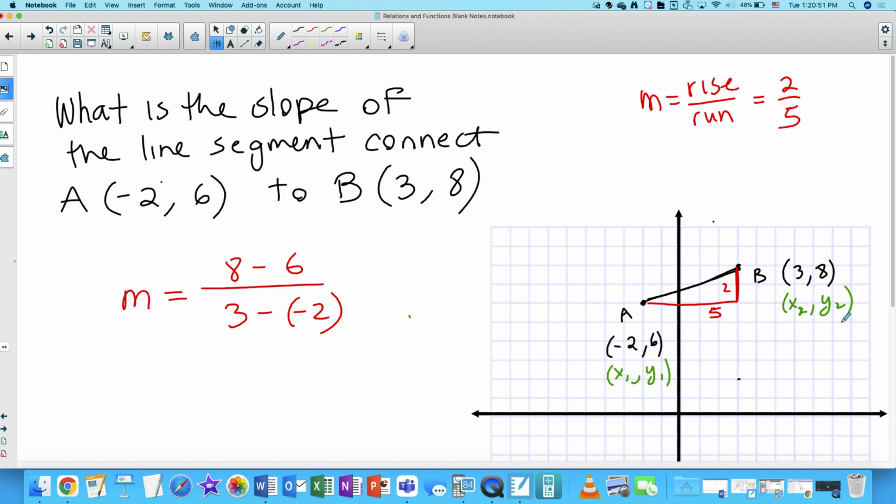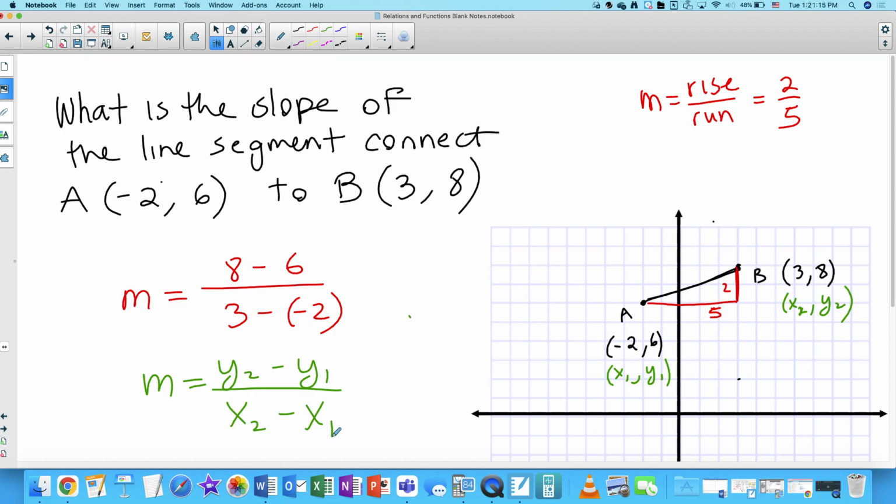Okay. Our 3 minus -2 is our x2 minus x1. Didn't we use this for like calculating cell size or something? Yep, this was like the exact thing, finding the difference between points on a graph. There you go. Awesome for all science, those sheets.